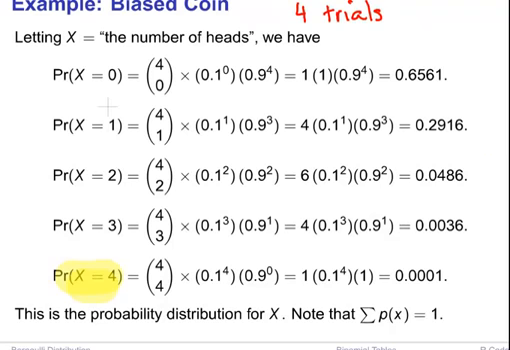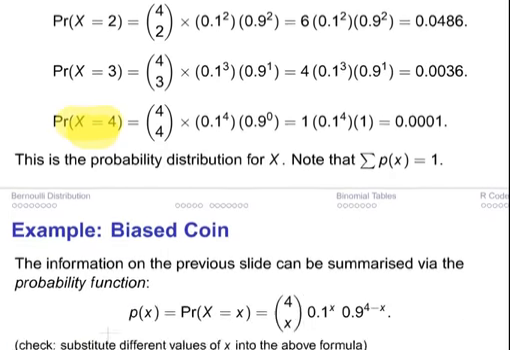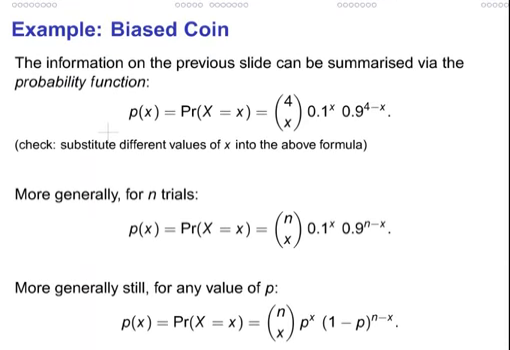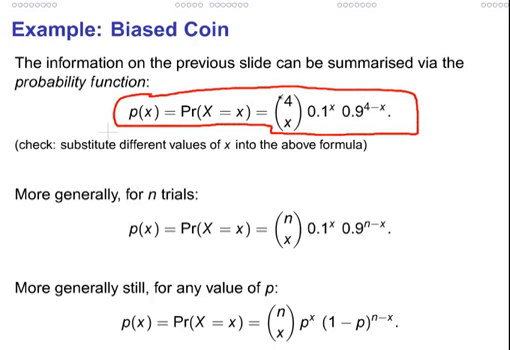Now, let's move on to a couple of things here. The information in the previous slide can be summarized via a probability distribution. In this case we've already set n to be four trials. We've built up all the parts there: how many successes out of four, how many failures out of four, and 0.1 and 0.9.